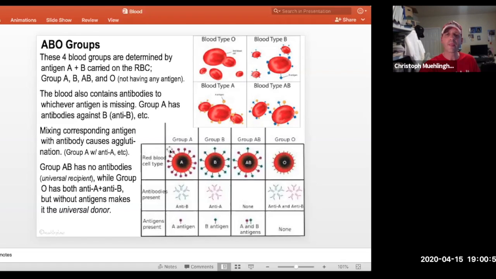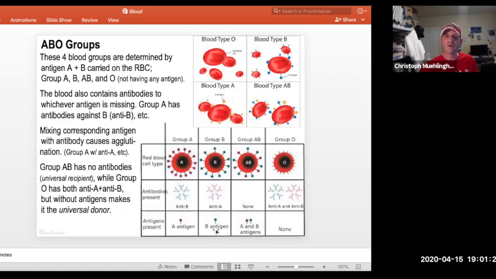All right? But it's two antigens. So here's the antigen at the bottom. So you see the column here, the bottom column. We have antigen A, and that's the antigen present in the blood type A, group A blood type. So if you have group A, you have antigen A on your red blood cells. If you have group B, you have antigen B on your blood cells.